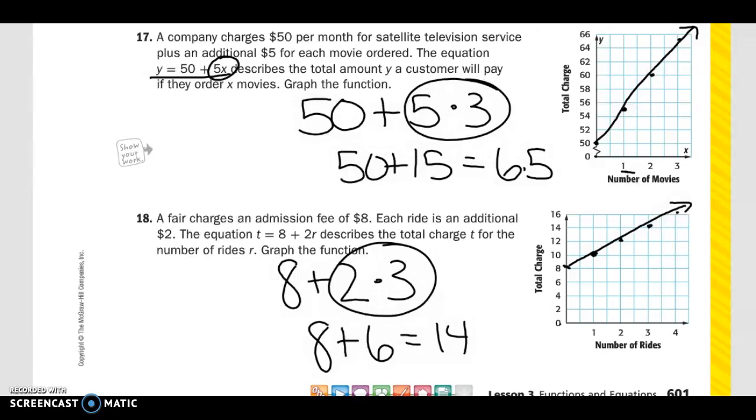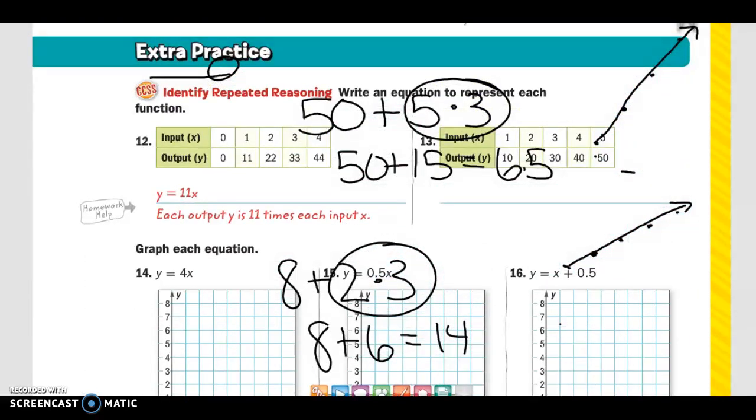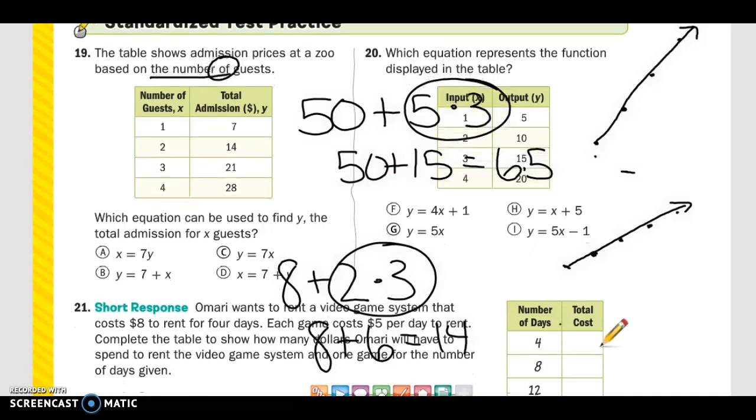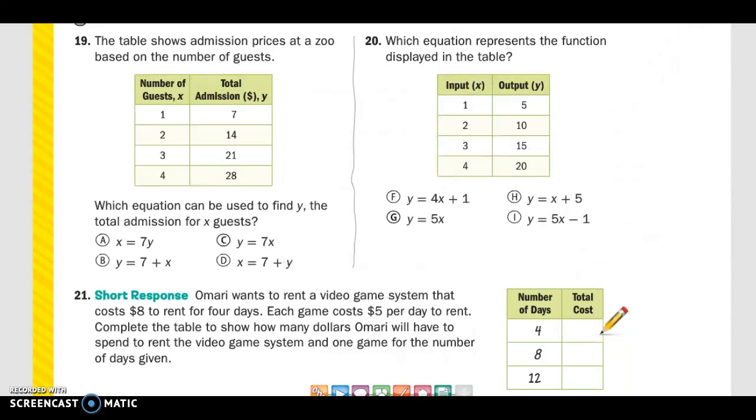Okay, let's flip over on the back. We're on page 602 now. Let me get this off the screen. Okay, these two are multiple choice, so let's take a look.